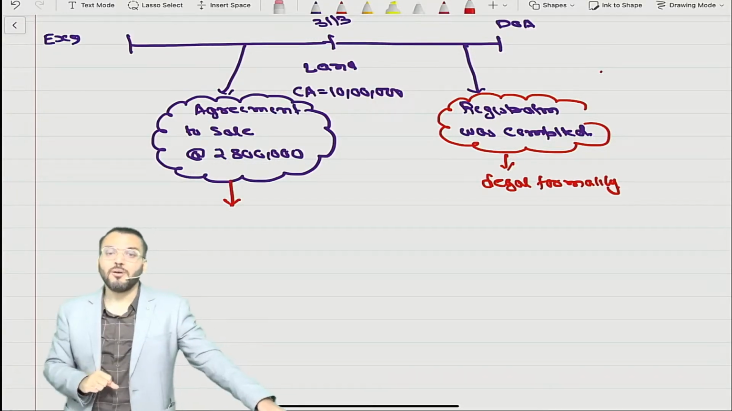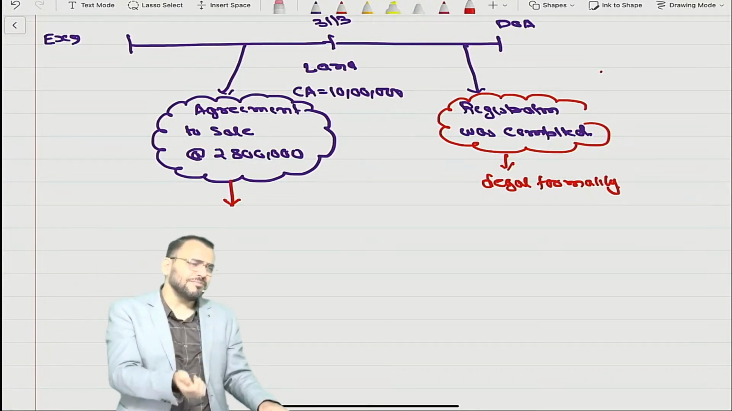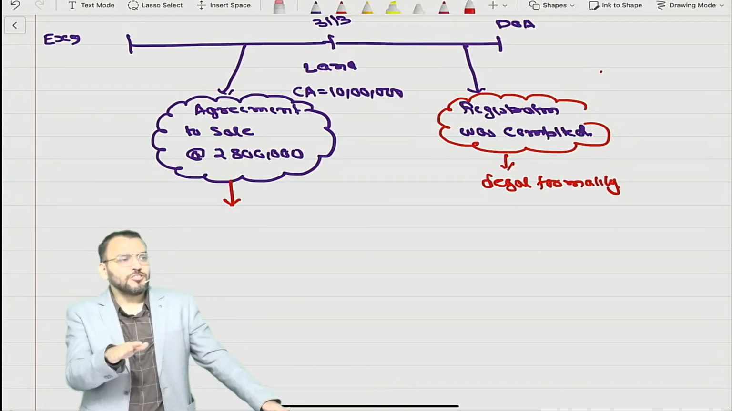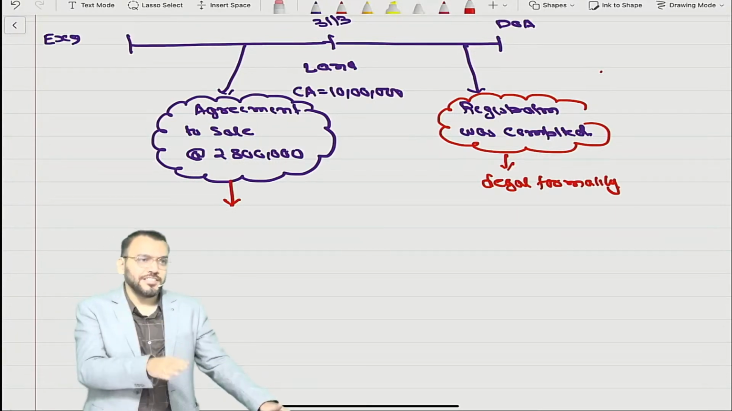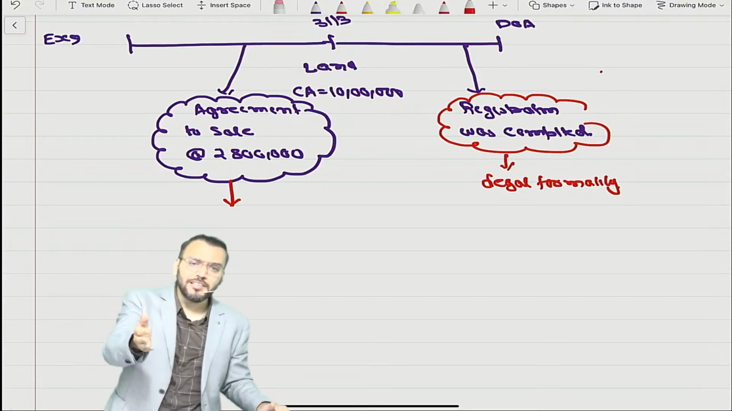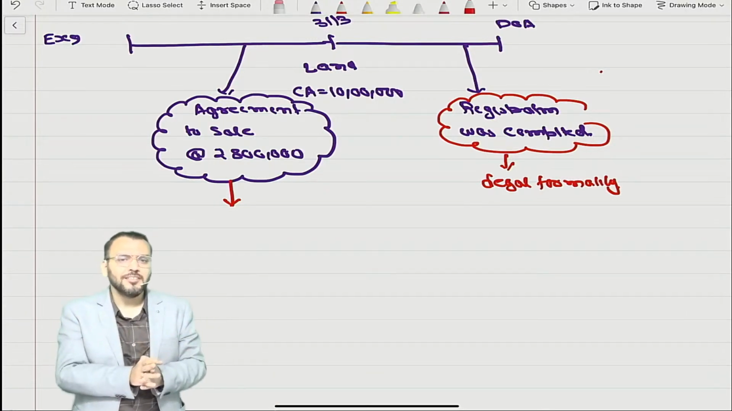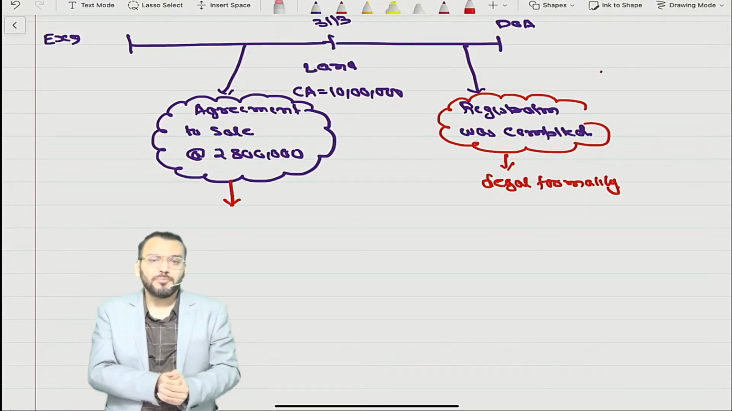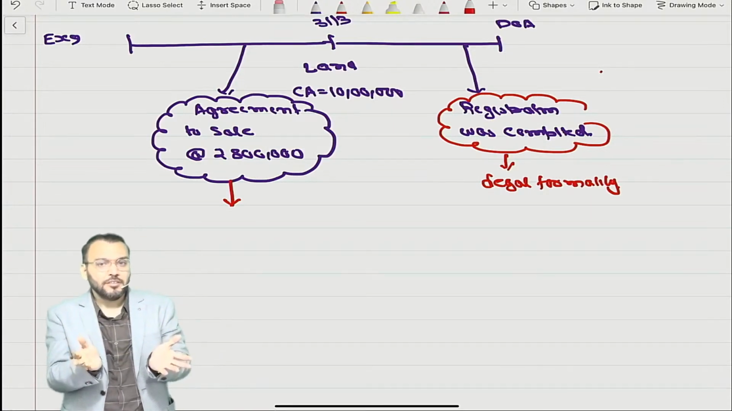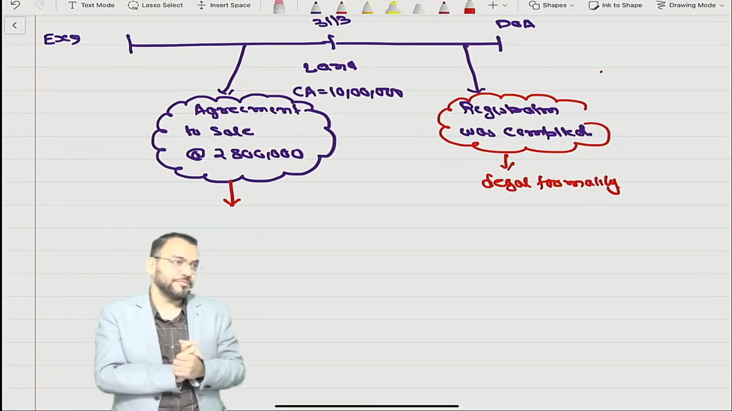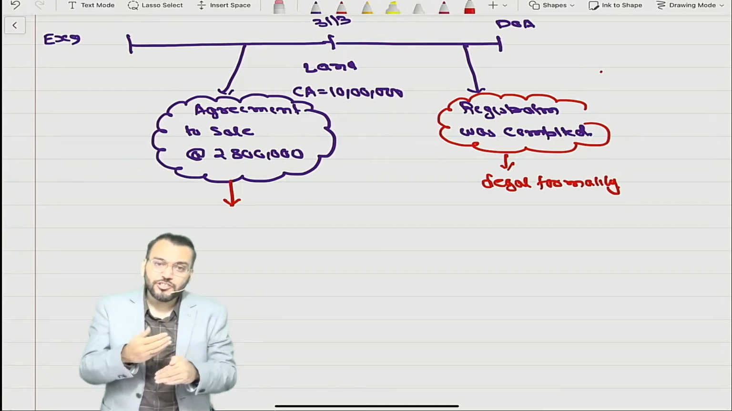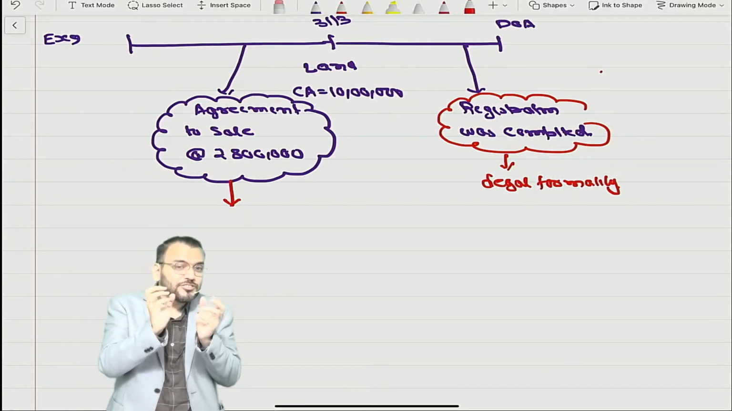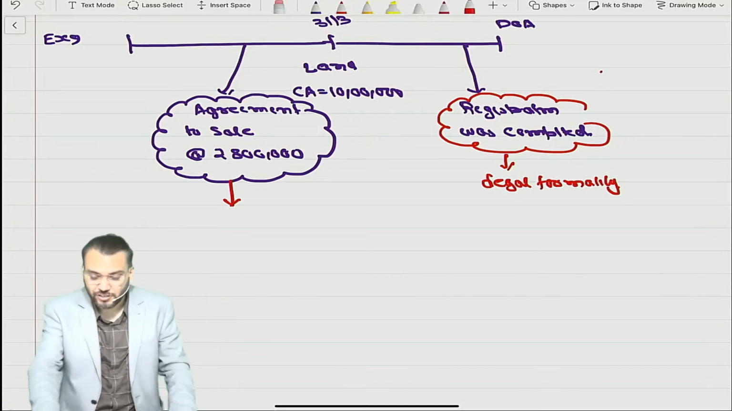What is the meaning of substance over form? We should give more importance to reality over legality. Normally teachers will say it in this way, but the actual meaning is that the accounting treatment should be based on actual happening, not on legal documents. Accounting treatment should be based on the substance, the actual happening of that transaction.